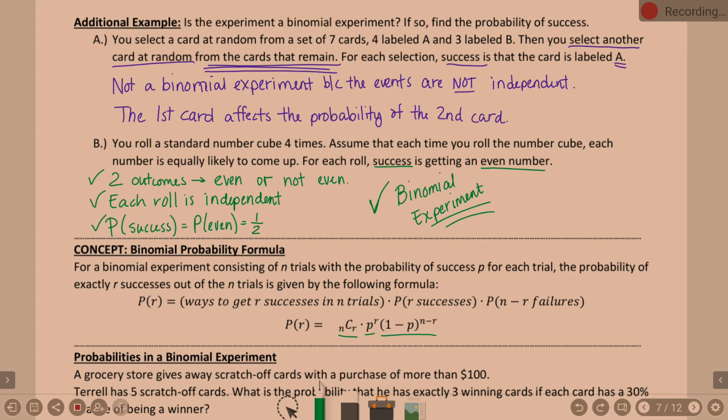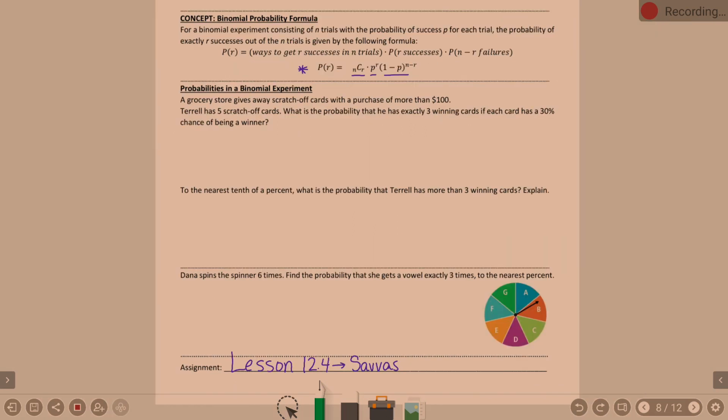So let me advance my screen here. Okay, you see the formula up there. So let's look at this. A grocery store gives away scratch-off cards with a purchase of more than $100. Terrell has 5 scratch-off cards. What is the probability he has exactly 3 winning cards if each card has a 30% chance of being a winner?